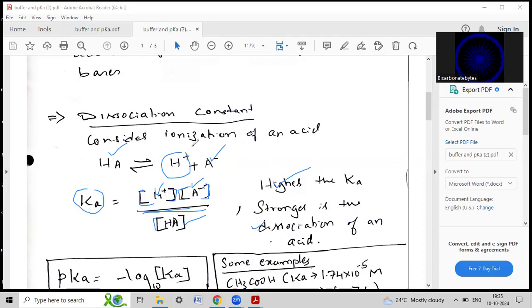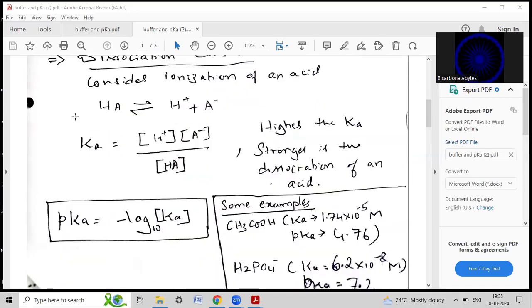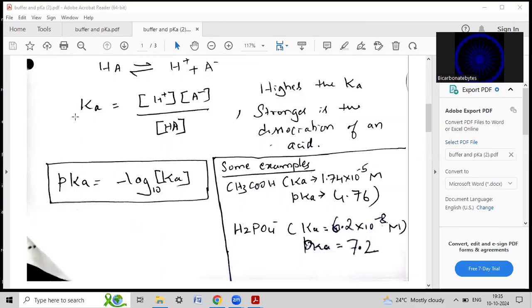Now, the problem with the term Ka itself is it's a very small number for most weak acids. Like, you look at acetic acid, okay? The Ka is 1.7 into 10 raised to minus 5 molar. It's a very small number, right? If you were to work with this in your calculation, this poses a lot of problems because the number is very small. There are a lot of zeros after the decimal point, right? So it's going to be difficult.